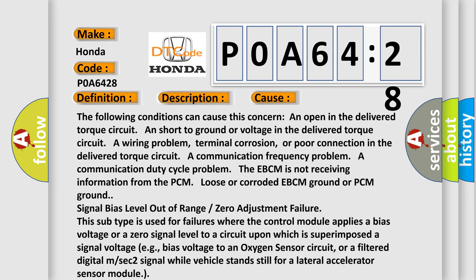The following conditions can cause this concern: an open in the delivered torque circuit, a short to ground or voltage in the delivered torque circuit, a wiring problem, terminal corrosion, or poor connection in the delivered torque circuit, a communication frequency problem, a communication duty cycle problem, the EBCM is not receiving information from the PCM, loose or corroded EBCM ground or PCM ground signal, bias level out of range or zero adjustment failure. This subtype is used for failures where the control module applies a bias voltage or a zero signal level to a circuit upon which is superimposed a signal voltage, e.g., bias voltage to an oxygen sensor circuit, or a filtered digital signal while the vehicle stands still for a lateral accelerator sensor module.